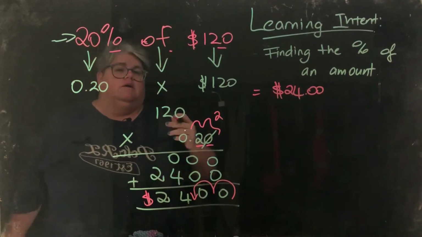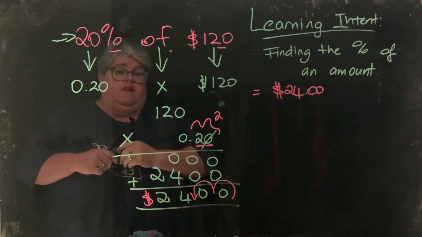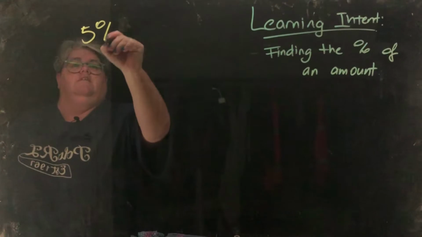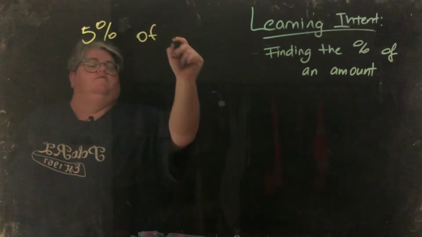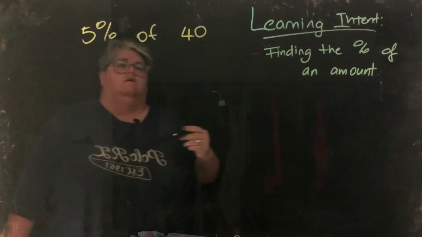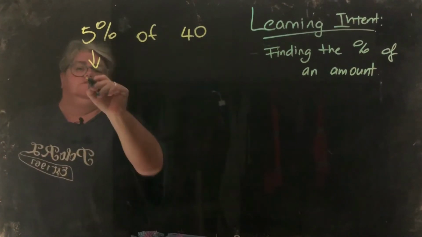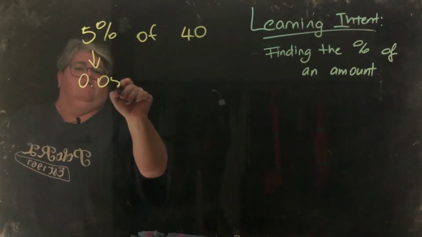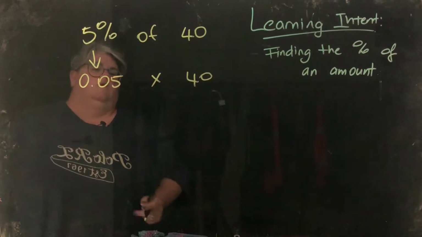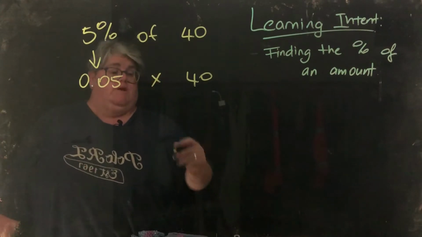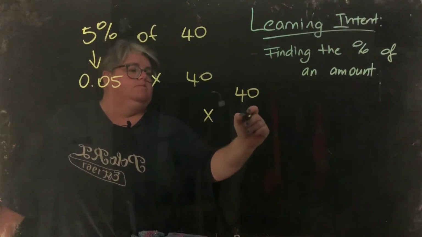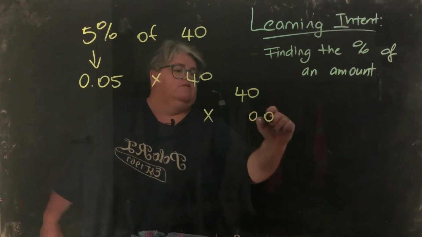Excellent. Now let's have another go at another one. This time let's do 5% of $40, or 40. Again, this comes down to 0.05 times 40. We can also work it out as we have in class, so we can go 40 multiplied by 0.05.